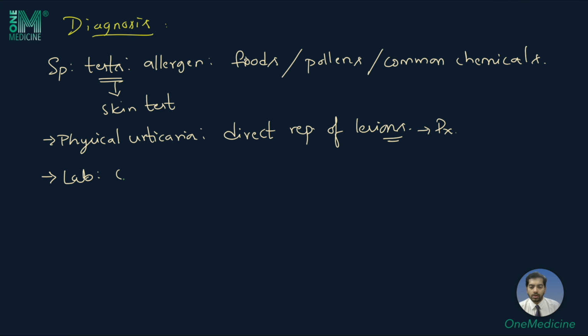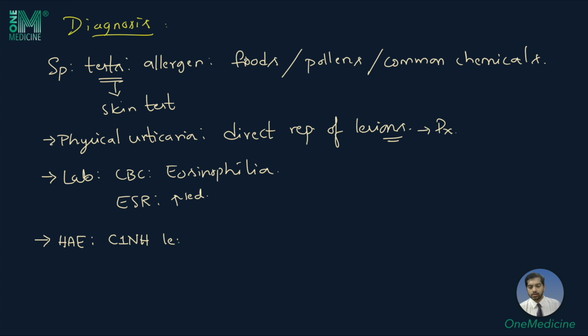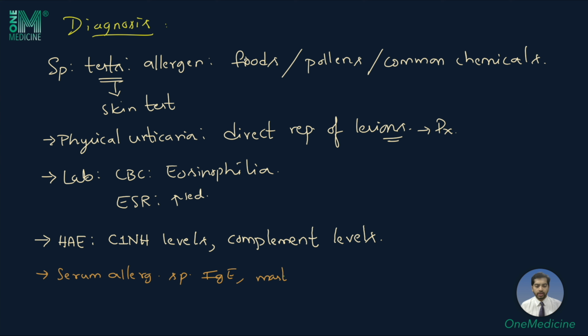Laboratory investigations include complete blood counts where there may be eosinophilia. Erythrocyte sedimentation rate may be increased. In patients with suspected hereditary angioedema, patients can be subjected to C1 esterase inhibitor levels and complement levels. Other special tests include serum allergen specific IgE levels, mast cell studies, cryoglobulin levels, hepatitis screening, autoantibody screening, and skin biopsy.